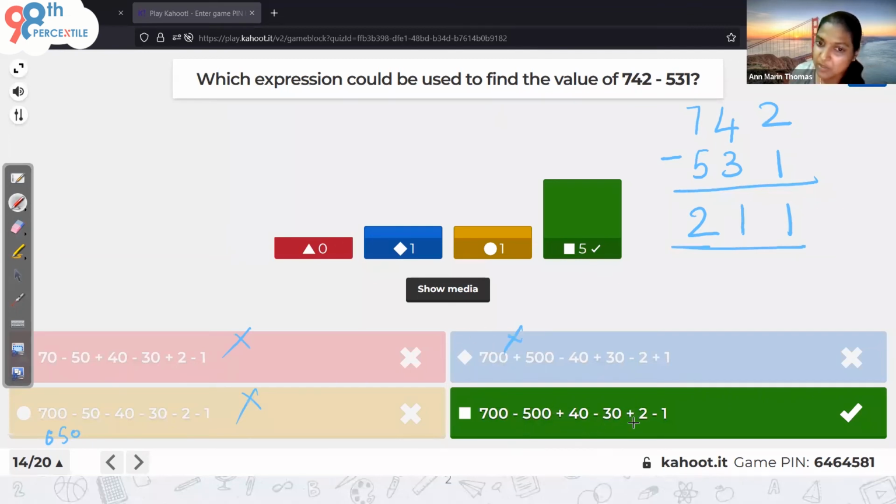And the last option you had was 700 minus 500, which is nothing but 200 here. Plus 40 minus 30 is nothing but 10. And you have plus 2 minus 1, you had 1. So if you add all of this, 200 plus 10 plus 1 is nothing but 211.